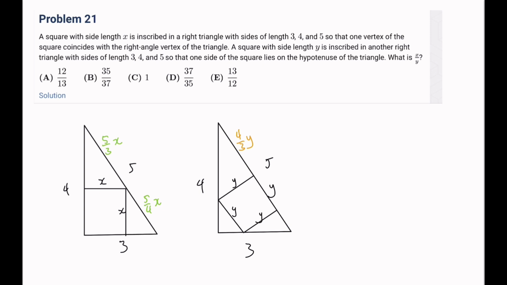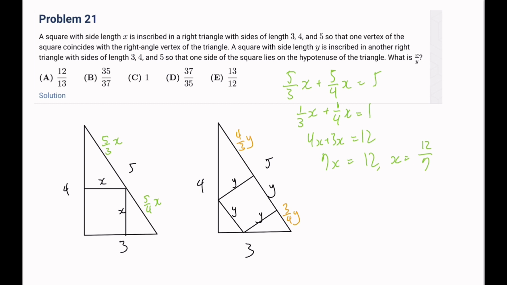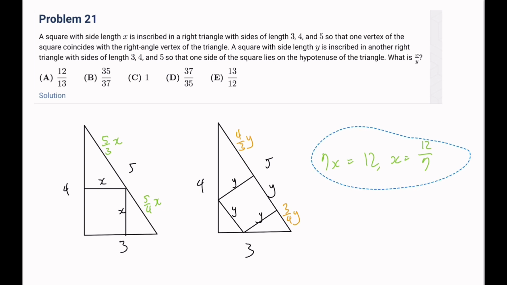And similarly, for this one, this is 3 to 4, so that means this length is 4 over 3y. And since this is 4 to 3, right? And so this can be 3 over 4y, right? And so for the green ones, 5 over 3x plus 5 over 4x equals 5. So 1 over 3x plus 1 over 4x equals 1, right? And so 4x plus 3x equals 1 times 12, so it's 12. So 7x equals 12, x equals 12 over 7, right? And so x equals 12 over 7, and we'll move this up.